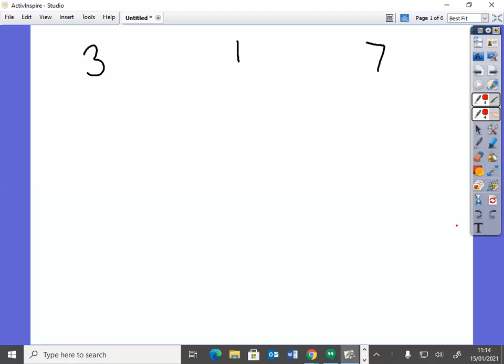Here we have three numbers. We've got the number 3, 1, and 7. Can we put these in order from smallest to largest? We call that ascending order. Can we put these in ascending order? This is obviously a very simple one. It's 1, and then 3, and then 7. 1 is the smallest number, then 3, then 7.